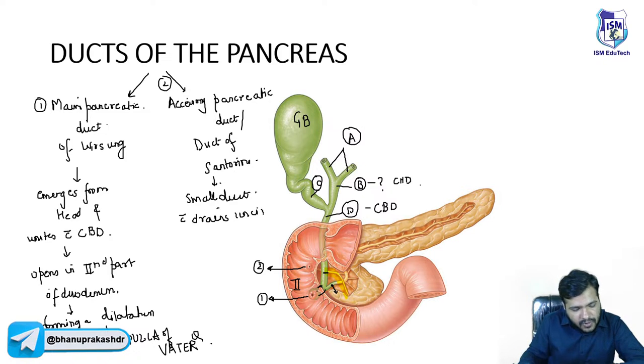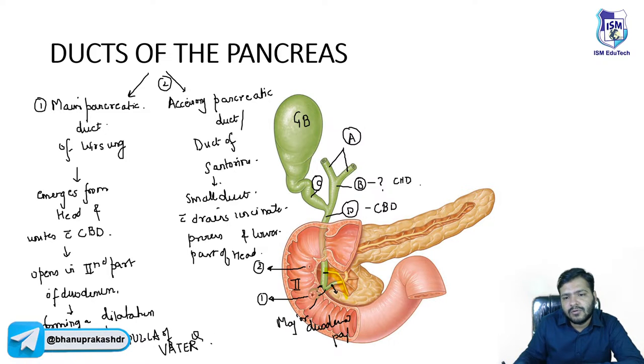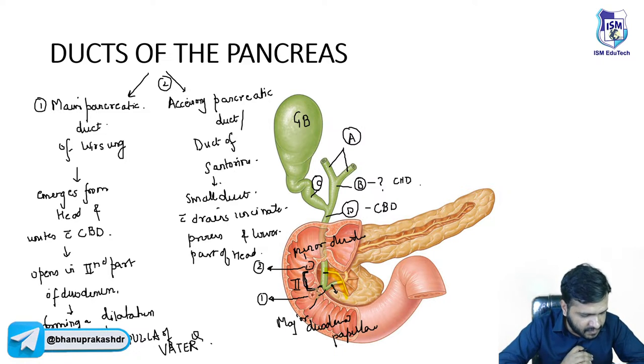which drains the uncinate process and the lower part of the head. It runs upwards in front of the main pancreatic duct and opens separately. That is called the minor duodenal papilla. The first one basically opens into the major duodenal papilla, and we have the minor duodenal papilla. You already know the distance between them is only 1.5 to 2 centimeters, between the minor and the major duodenal papilla.